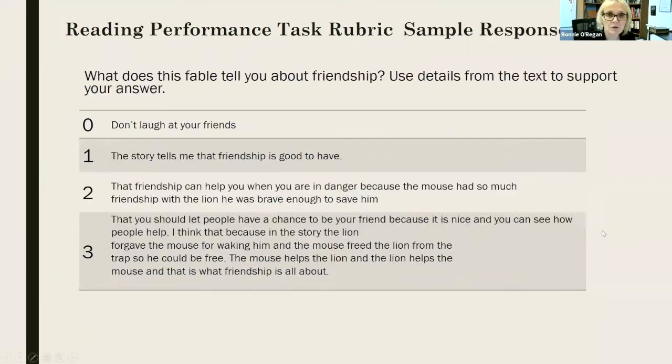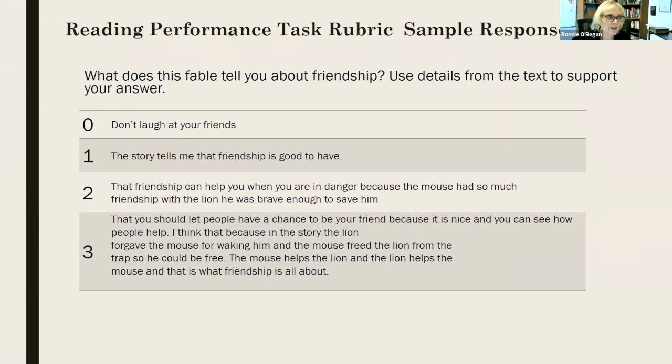Let me show you an example. Let's take that question about friendship. So a 0: don't laugh at your friends. Good idea, but it doesn't really answer the question. Number 1: the story tells me that friendship is good to have. Whereas you can look at number 2, where you're getting into analysis, where the friendship can help you when you're in danger, because the mouse had so much friendship with the lion that he was brave enough to save him.